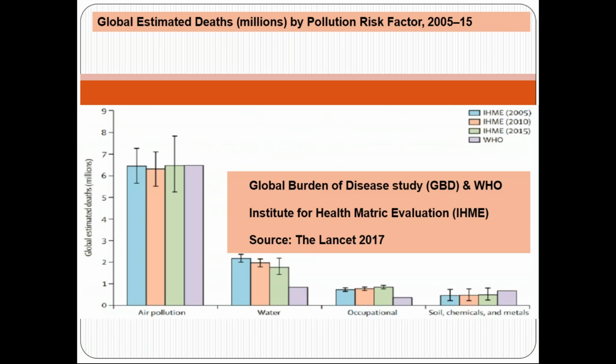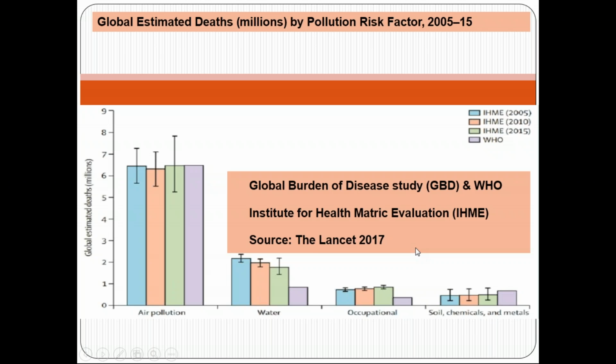But we'll discuss the health or risk factor due to particulate matter. Here you can see the pollution factors: first is air pollution, then water pollution, occupational health, and soil, other chemicals, metals, etc. Among all these comparative pollutions, you can see air pollution has the highest risk factor. It is compared over 10-year data by WHO and the Global Burden of Disease study, and we have already provided the source here. This was studied by Lancet in 2017. It is a published paper. You can see that the number of deaths from air pollution is more than from water, occupational and other chemical pollution.